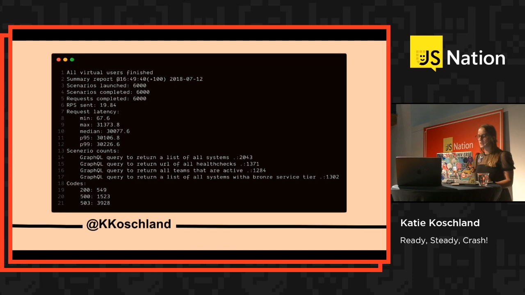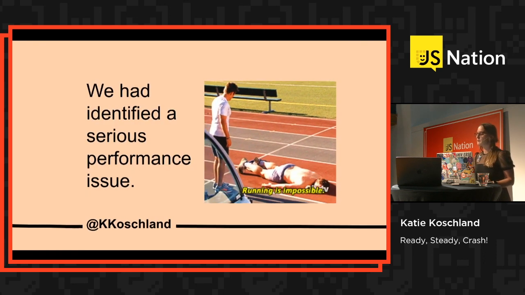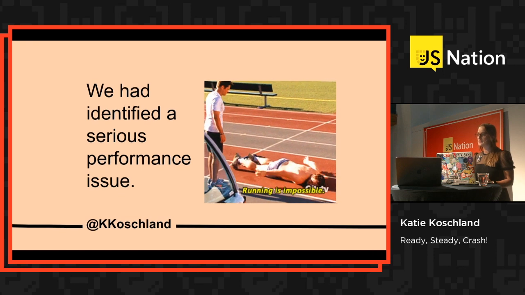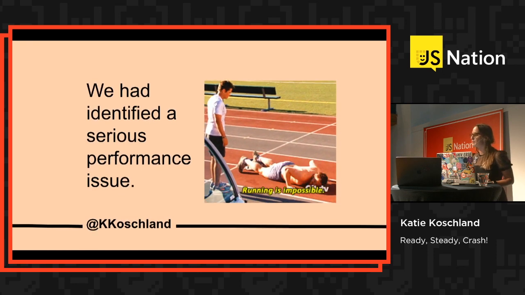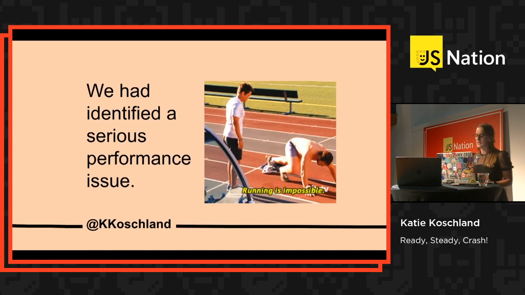Also, out of the 6,000 scenarios launched and completed, more than 90% of requests received an HTTP status code 500, indicating the server was aware of an error or simply incapable of performing the request. And there were also 503s, indicating it couldn't hit the server at all. So the metrics about the response times, the throughput rates, and status codes helped identify a serious performance issue early on in the development process that would essentially stop our application from running.